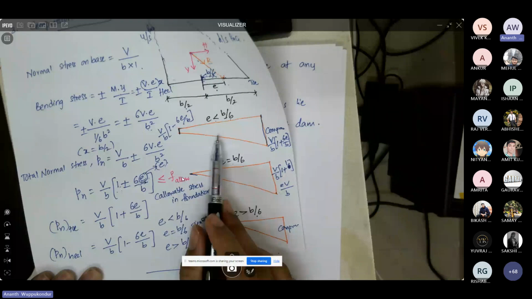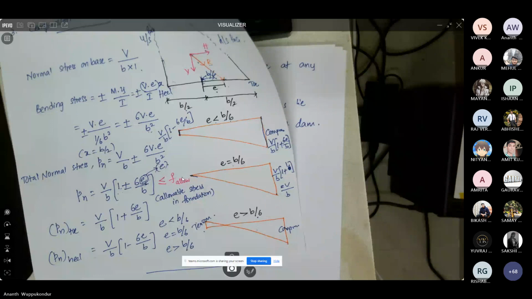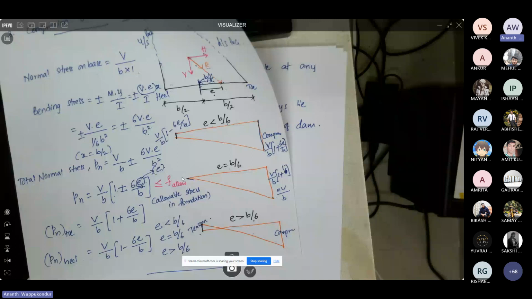And under no conditions should you allow tension at the base of the dam. So if your forces and the moments are such that you are getting tension at the heel of the dam, then you need to redesign the dam so that there is no tension at the base of the dam.